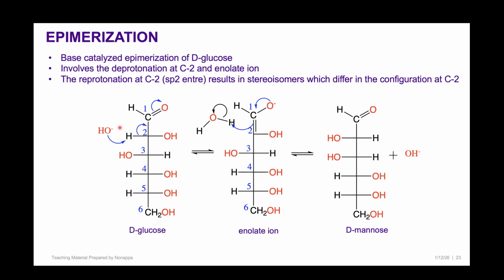What actually happens if you have a base, a proton is abstracted, and it forms kind of an enolate anion. Then a proton is abstracted from water, which results in inverted stereochemistry, or both possibilities. So that means it exists in equilibrium through an enolate anion.